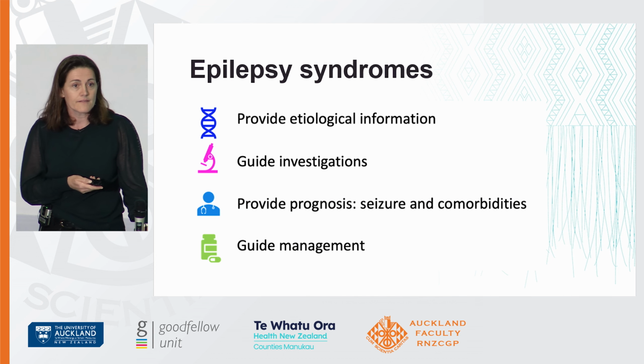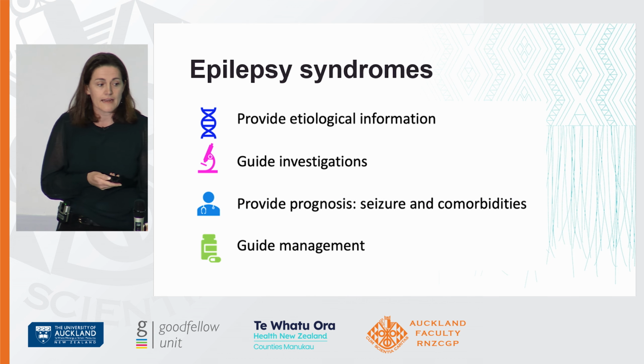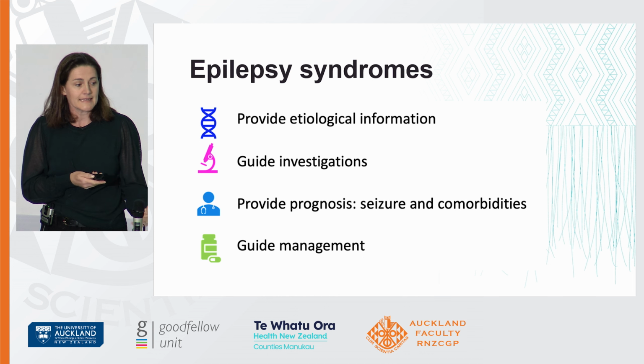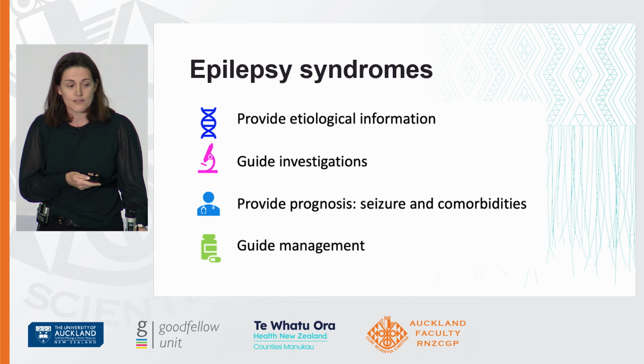Where we can make an epilepsy syndromic diagnosis, it helps to provide etiological information. It can guide investigations. A child who's got really typical childhood absence epilepsy doesn't need to have an MRI. It provides prognosis for families: what is that child's chance of growing out of their seizures over their childhood years? And it helps us to guide management. Our selection of anti-seizure medications is very much based on seizure type and epilepsy syndrome.